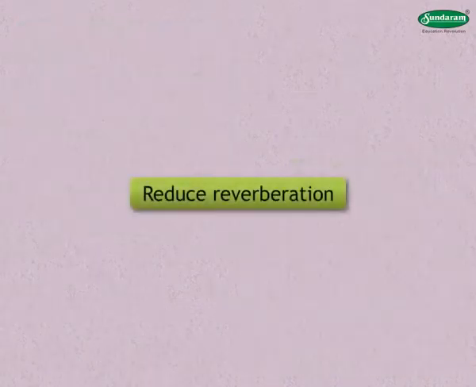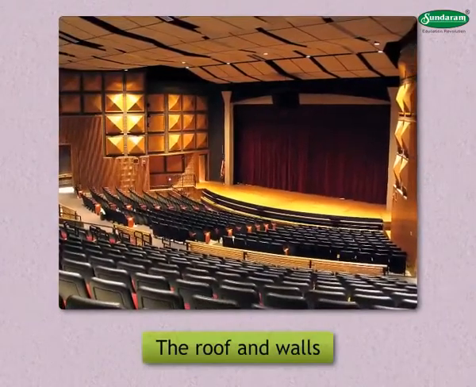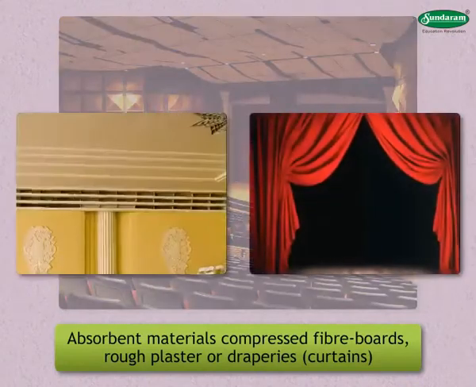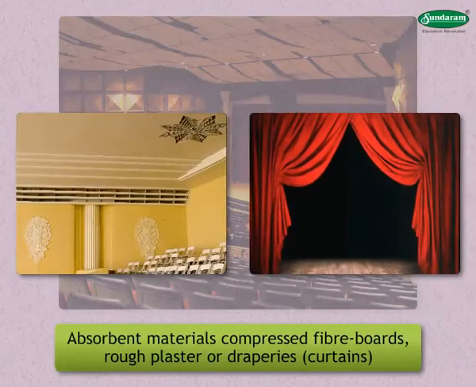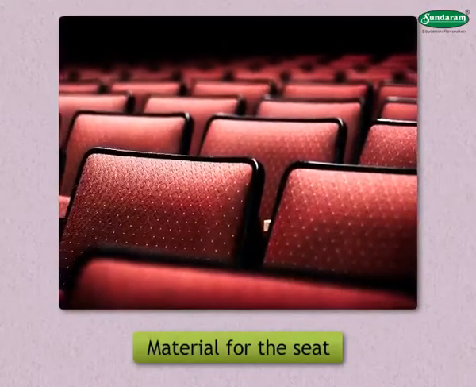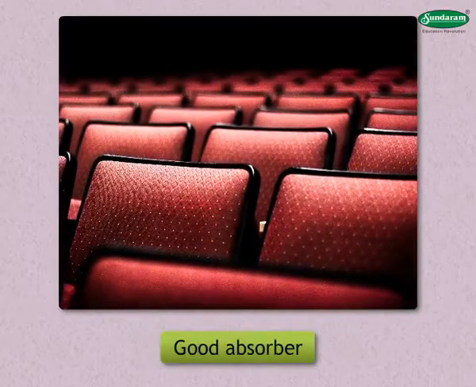To reduce reverberation, the roof and walls of auditoriums are generally covered with sound-absorbent materials like compressed fibre-boards, rough plaster, or draperies such as curtains. The material for the seat is selected such that it is a good absorber of sound waves.